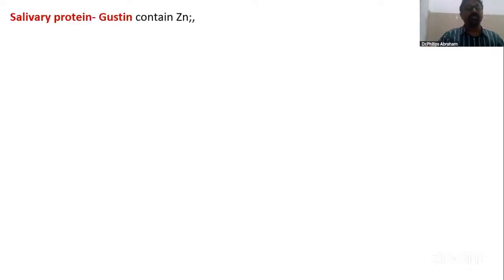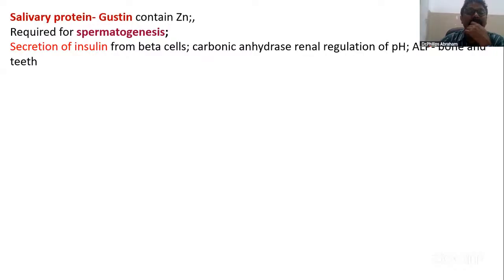A lot of functions. You know the salivary protein gustin contains zinc. First point: zinc is important for spermatogenesis, secretion of insulin in the beta cells, and carbonic anhydrase activity, an enzyme that maintains the renal regulation of pH. It's a component of another enzyme, alkaline phosphatase, that's important in the teeth and bone.